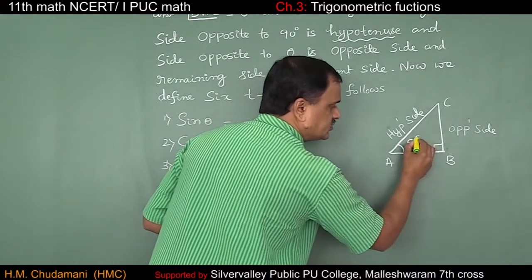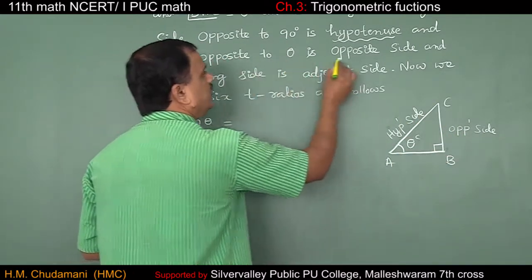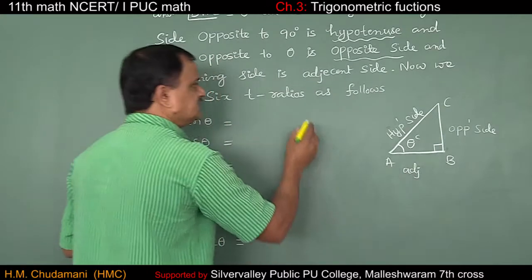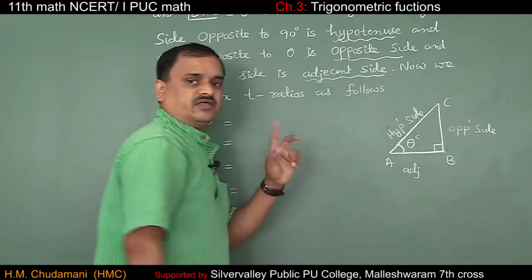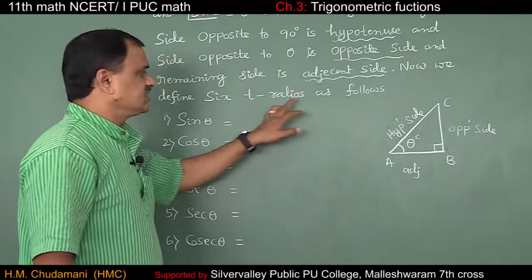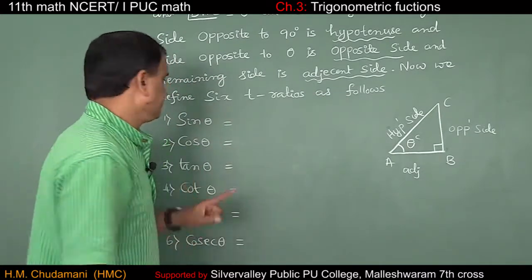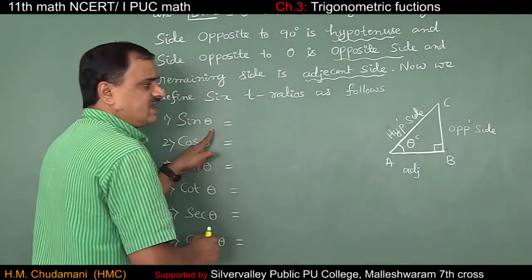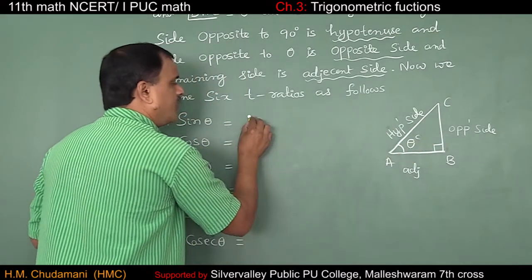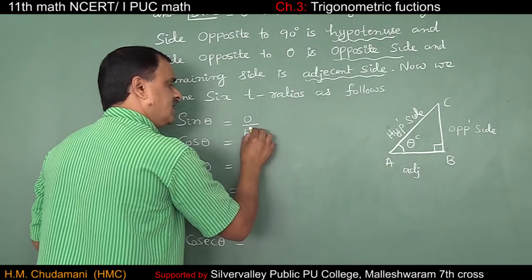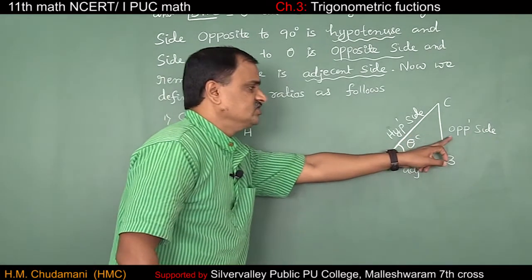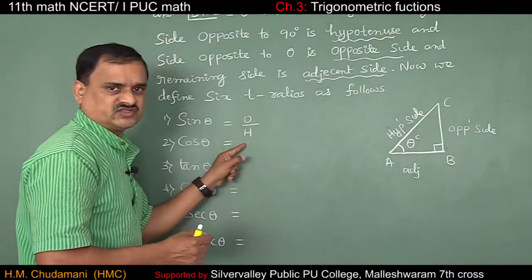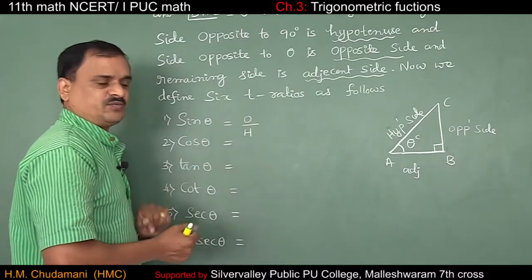The side opposite to theta, BC, is called the opposite side, and the remaining side AB is called the adjacent side. Now we define the 6 trigonometric ratios as follows. Sine of the angle theta is BC divided by AC. BC by AC means opposite side divided by hypotenuse side. Sin theta is opposite side divided by hypotenuse side. I simply denote it as O by H, just to remember, opposite side by hypotenuse side.